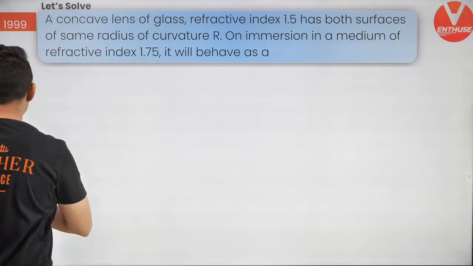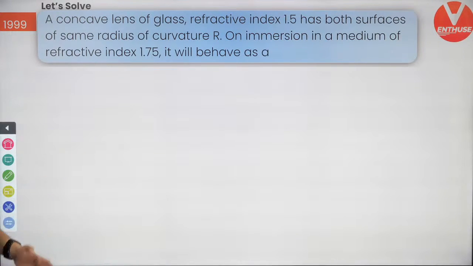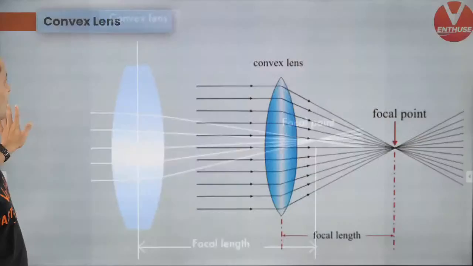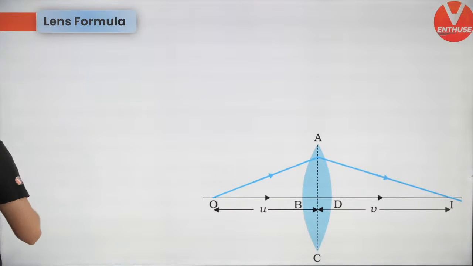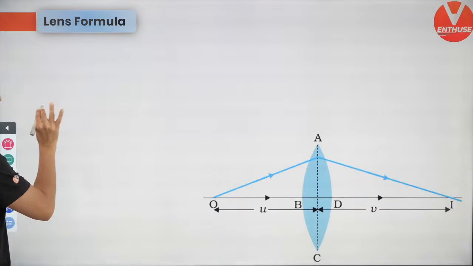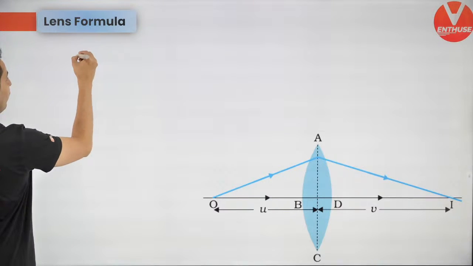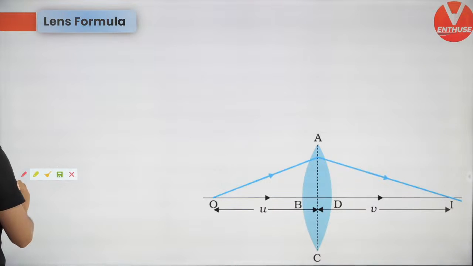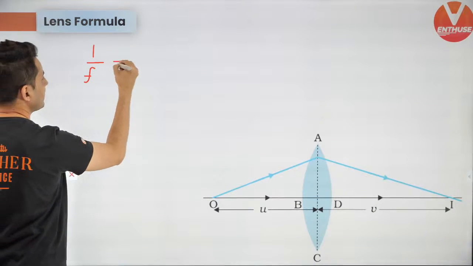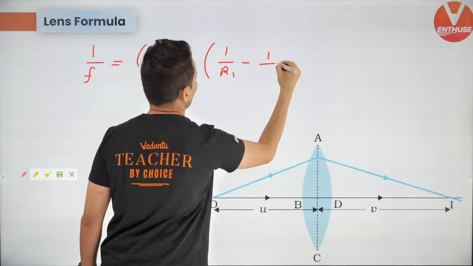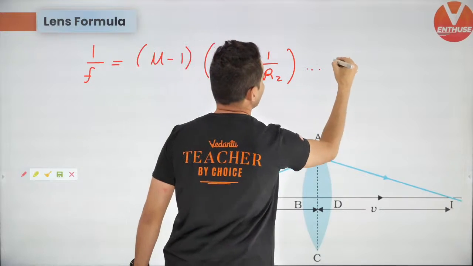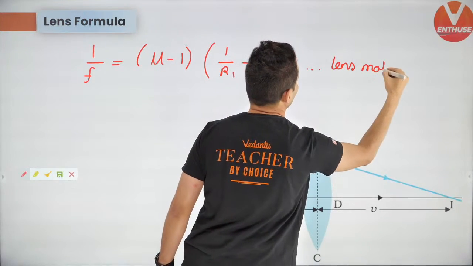Okay, so now let me tell you about the lens formula and all the formulas that you need for lenses. So let's get going with the formula for lenses, guys. Lens formula. What are the formulas for lens? Keep this in mind. One, the focal length of a lens is given by 1/f = (mu minus 1) into (1/R1 minus 1/R2). This is called the lens maker formula.